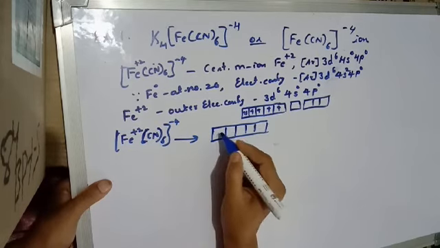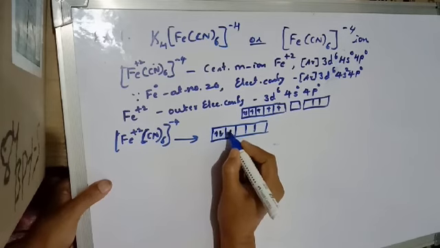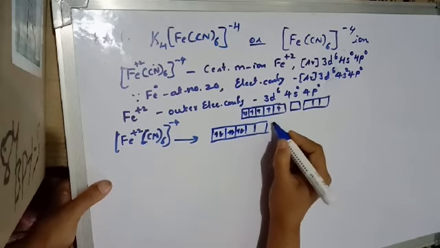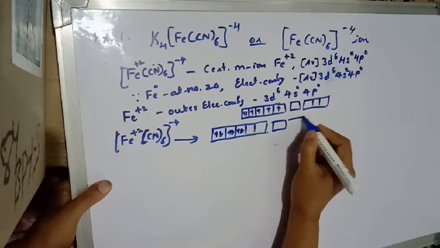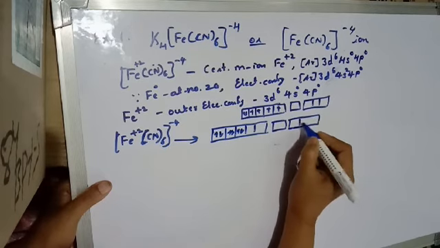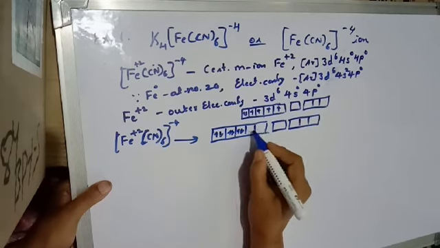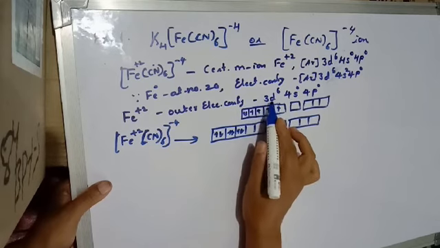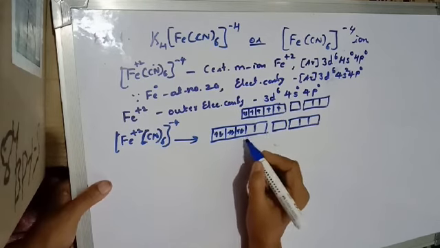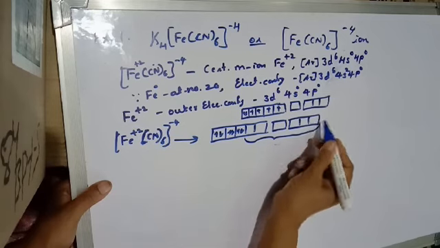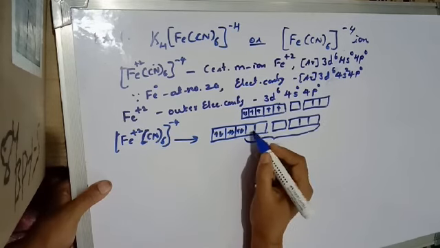Say these are 6 in number, so 1 2 3 4 5 6, and now they remain empty, so 4s and 4p. So now two of the 3d orbitals are made empty. Now they are 6 in number, say empty atomic orbitals.